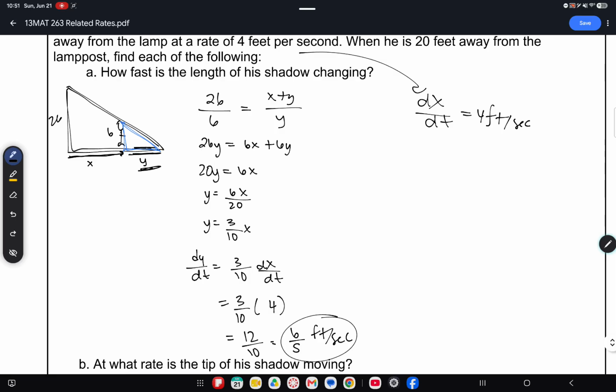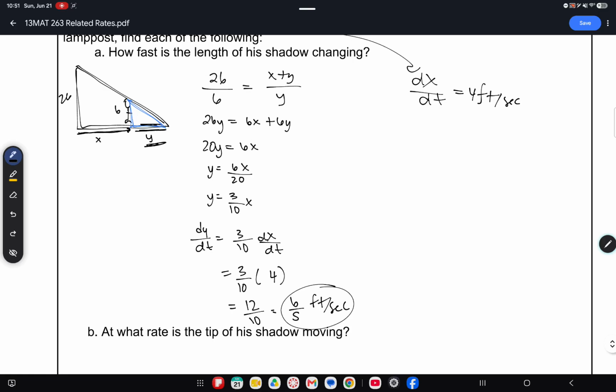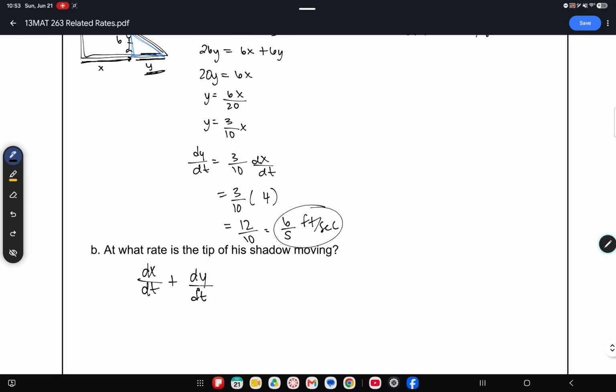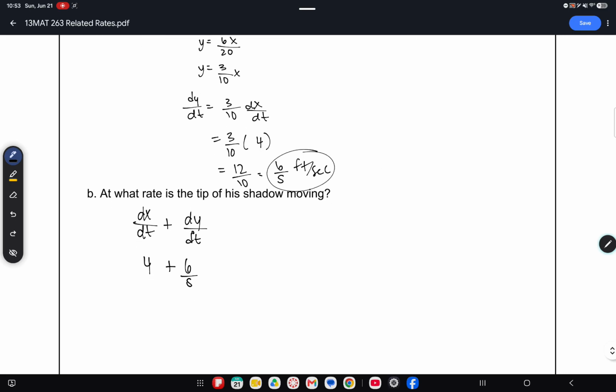Right? At what rate is the tip of his shadow moving? So at what rate the tip of his shadow is moving is going to be just the sum of the rate of change of those two pieces. So we know what dy dt is. We just found that. So 6/5. And dx dt was given to us. So let's add those. That's going to be 20/5 plus 6/5, which is going to be 26/5 feet per second.